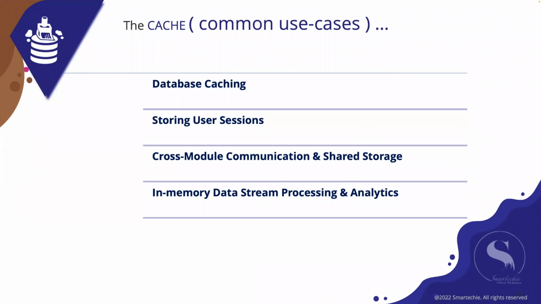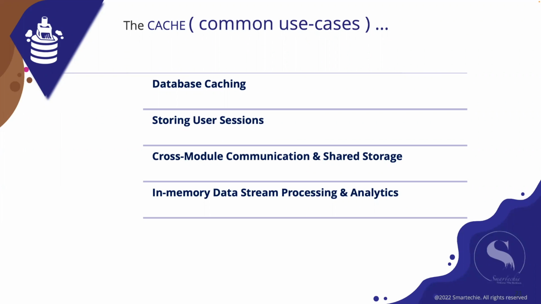So there are common use cases where cache is used. One is database caching. The cache layer in front of a database serves frequently accessed data in memory to cut down latency and unnecessary load on it, right? So there is no database bottleneck when the cache is implemented in front of the database itself. That is one of the uses of database caching.